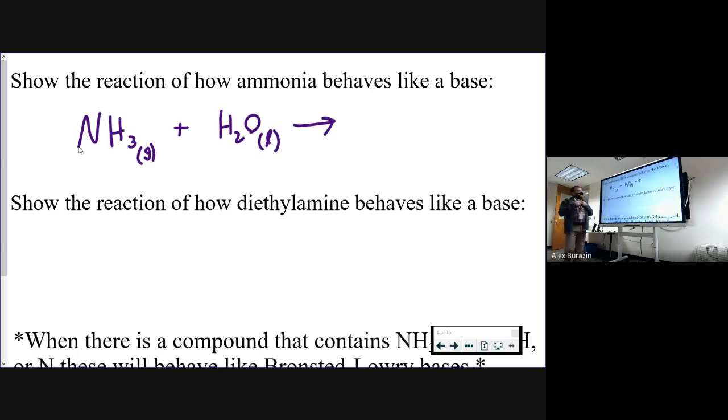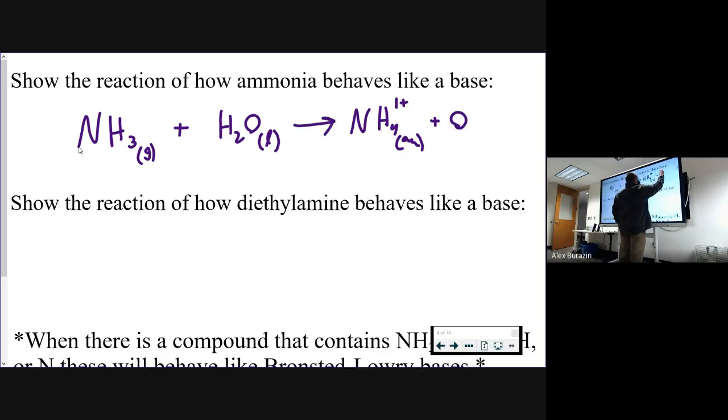The water is going to give one hydrogen to ammonia, and let's see what we get as products. When I move one hydrogen over, I get NH4 1+, which is called ammonium, and I also get OH 1-, which is, of course, hydroxide, and this is why ammonia is a base. Ammonia itself does not contain hydroxide. But when I mix it with water, it takes a hydrogen from the water to produce hydroxide.